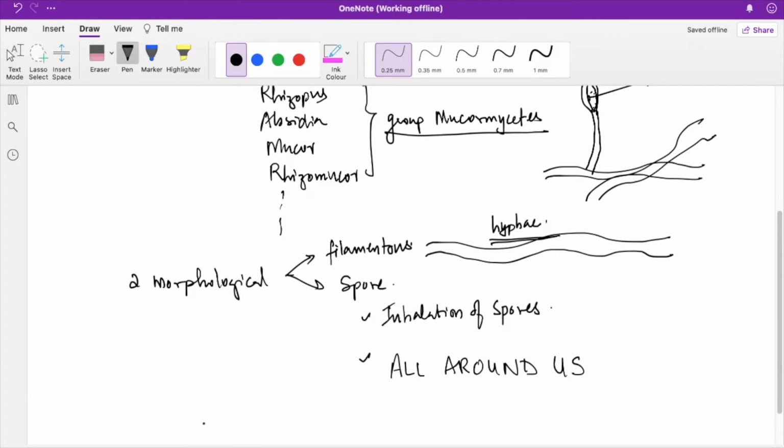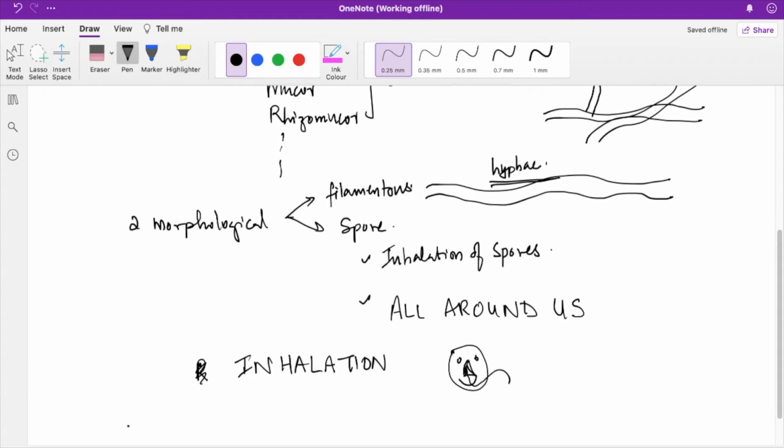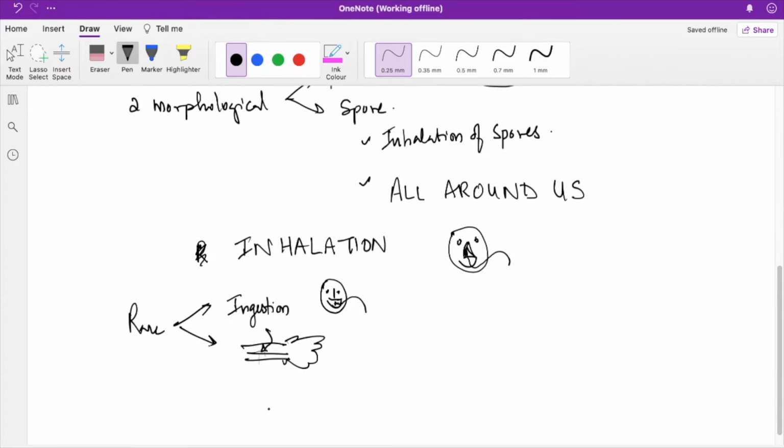There are also other rare modes of infection. So, what is the most common mode? Yes, it is inhalation. That means we will breathe in through our nose. Other rare modes of infection are ingestion, that means we will take it through our mouth, or if you have any cut on your skin, it can go in through that, but these are very rare.